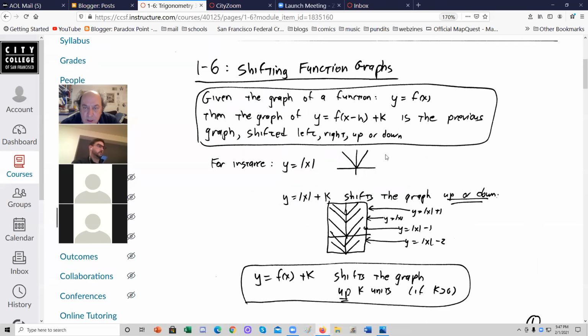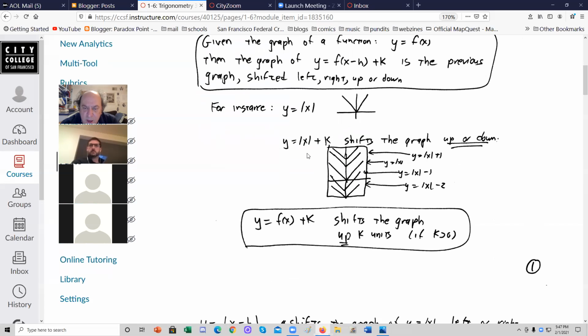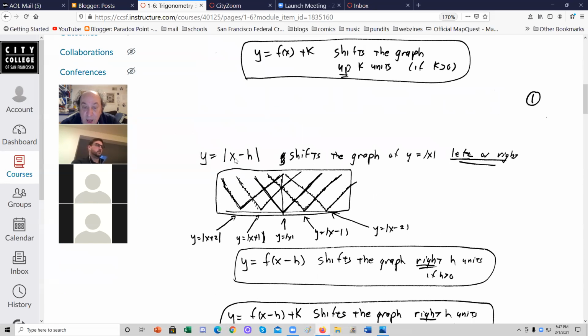Now, if instead of adding a k outside the absolute value, we subtracted h inside the absolute value, now this will shift the graph left or right. The idea here is if h is positive, it shifts it to the right because everything is h units delayed. So this is the graph of y equals absolute value of x. Y equals absolute value of x minus 1 is delayed by 1 unit, so it's shifted right 1. Here's y equals absolute value of x minus 2, shifted 2 units.